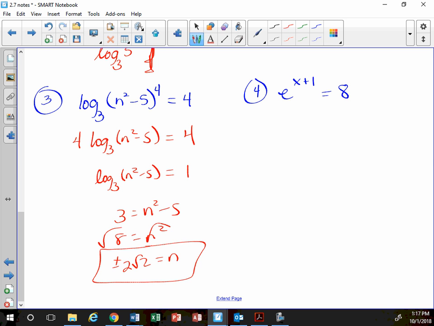If you see log base e, just say ln. That's natural log. Don't ever write log base e. Okay. Yes.